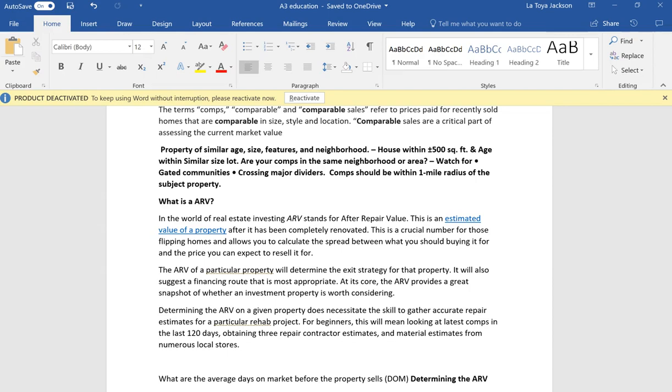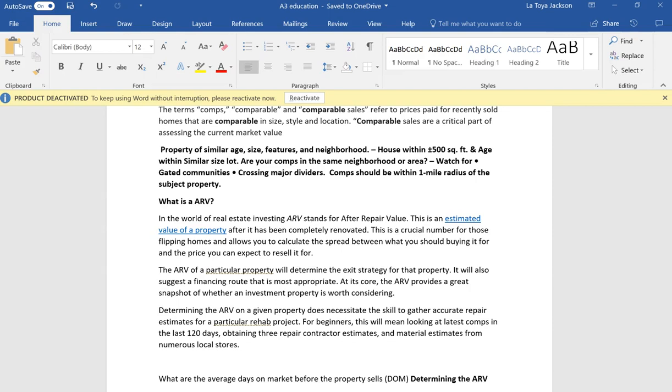Watch out too for gated communities. You don't want to choose comps in a gated community because that's a different location, a different area. The home sales may be different. Also, crossing major dividers. Be careful in certain cities. If you cross a certain street or highway or road, the comps and the numbers may change. So be careful when you're looking at properties when it comes to that.